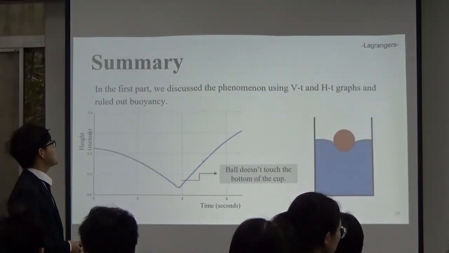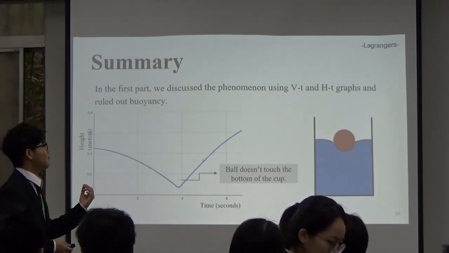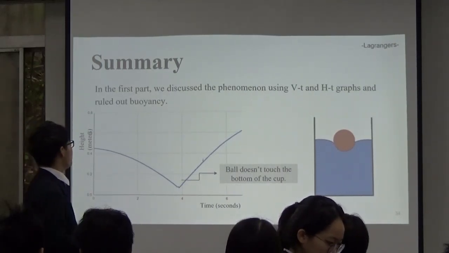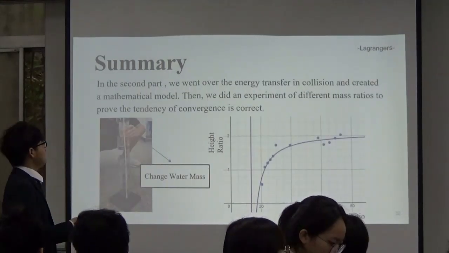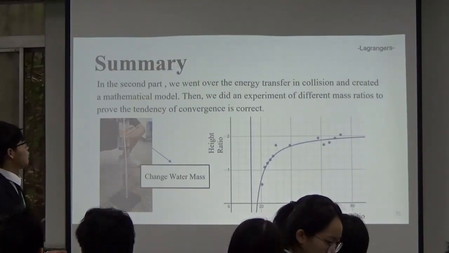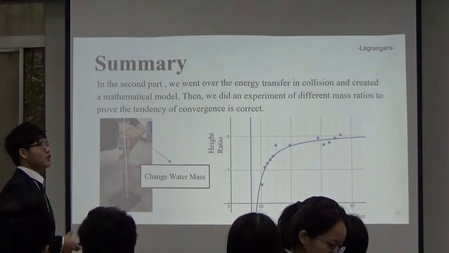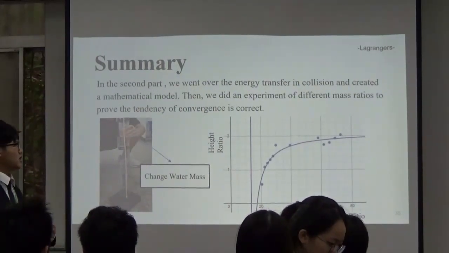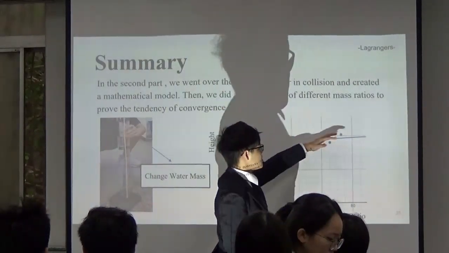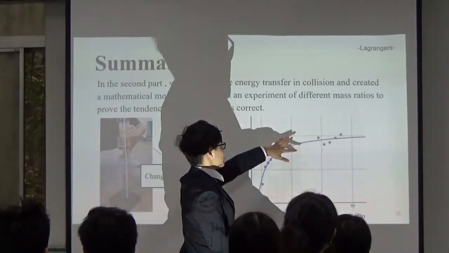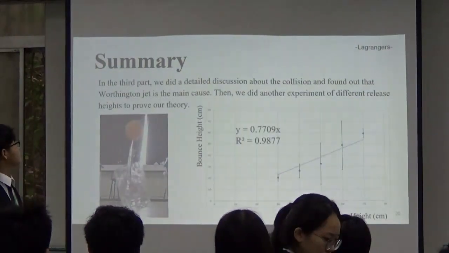So, to summarize our report, in the first part, we discussed the phenomenon using VT and HT graphs and ruled out buoyancy as the ball doesn't touch the bottom of the cup. In the second part, we went over the energy transfer in collision and created a mathematical model. Then, we did an experiment of different mass ratios to prove that the tendency of convergence is correct, as it converges to 2. But the theory does not, so we can see the energy loss right here.